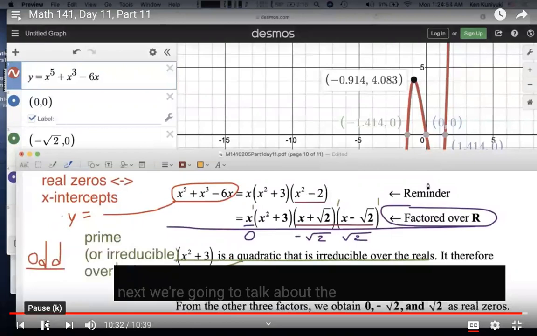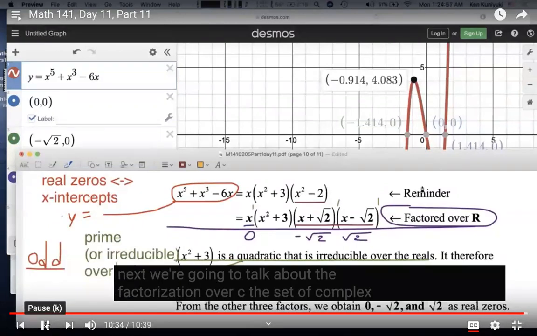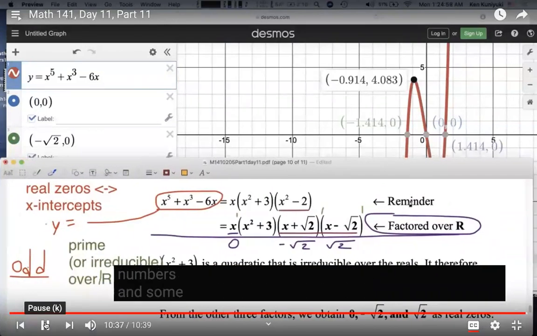Next, we're going to talk about the factorization over C, the set of complex numbers, and some patterns. Okay, so you have an idea of graphing without having a point plot like crazy. You can actually get some good ideas from analysis. Questions. You can graph these fifth degree guys now.